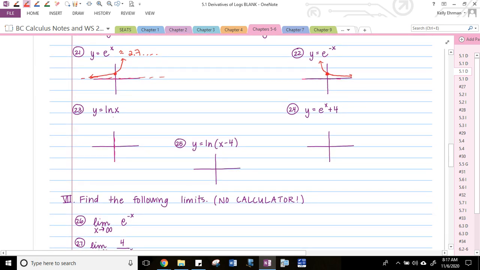The natural log of x graph has a vertical asymptote. We're going to graph first, by the way, then go back and do domain and range. It has the point (1, 0). And remember, it kind of has this shape. The natural log of x minus 4 is shifting to the right 4 units. So the vertical asymptote would get shifted to the right as well. And instead of having a point at (1, 0), I'd have one at (5, 0).